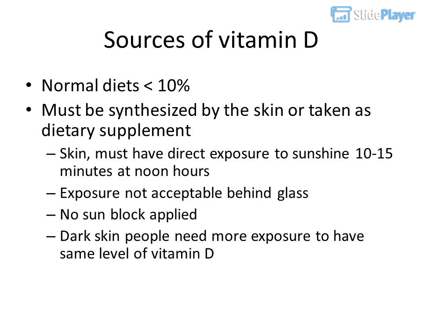Sources of vitamin D: normal diets provide less than 10%. It must be synthesized by the skin or taken as a dietary supplement. The skin must have direct exposure to sunshine, 10 to 15 minutes at noon hours. Exposure behind glass is not acceptable. No sunblock should be applied. Dark-skinned people need more exposure to reach the same level of vitamin D.